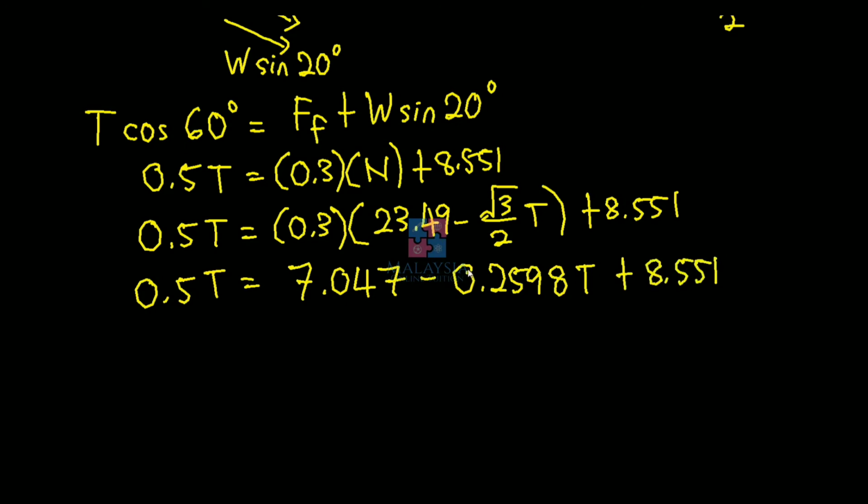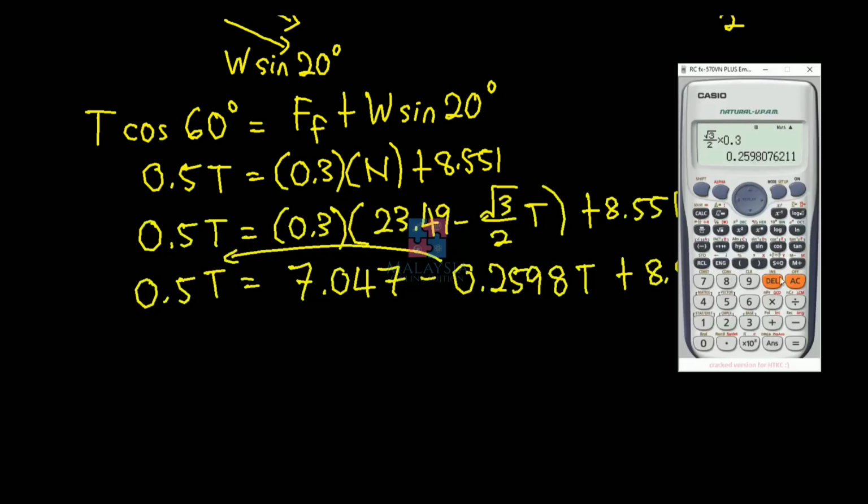So shifting your 0.2598T to the left side, 0.2598 plus 0.5, you will get 0.7598T.